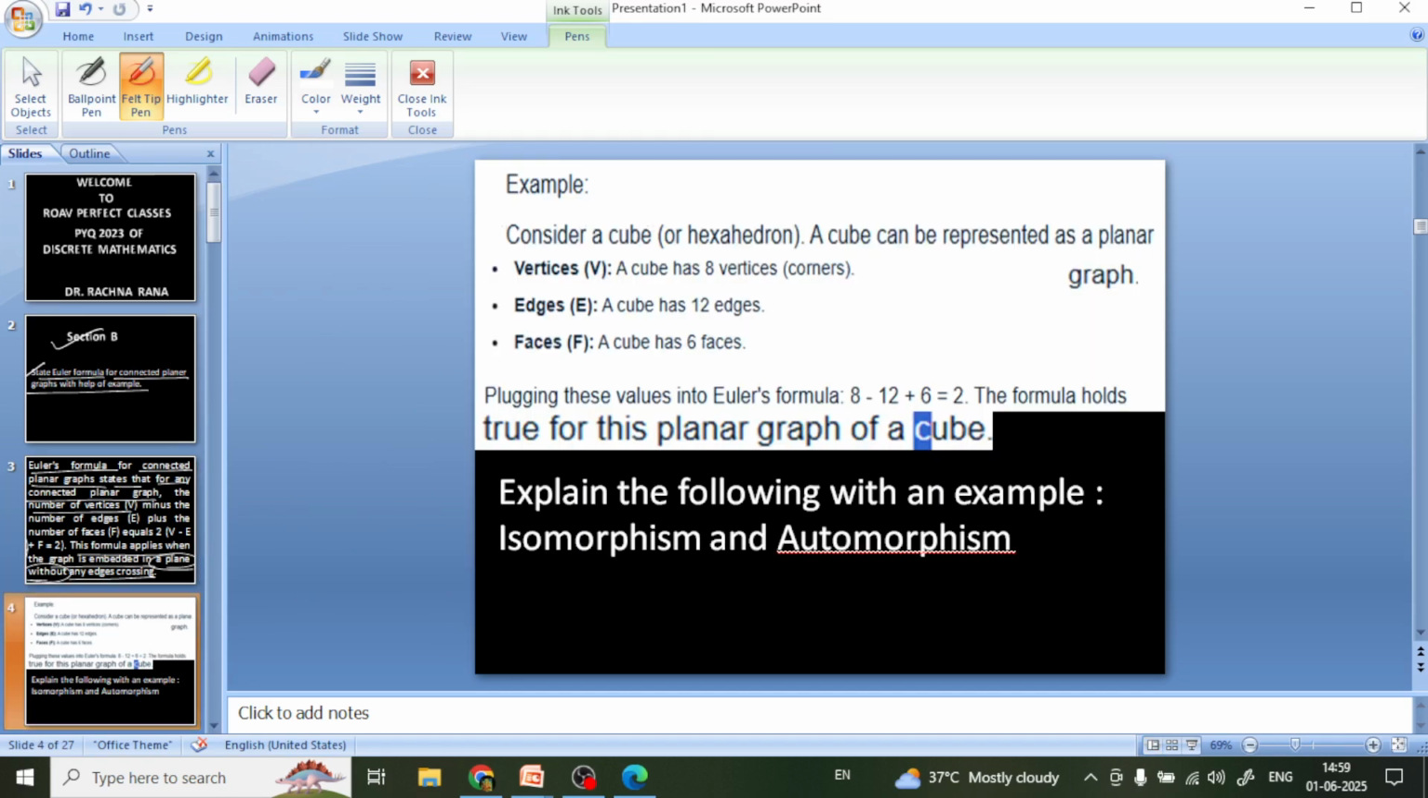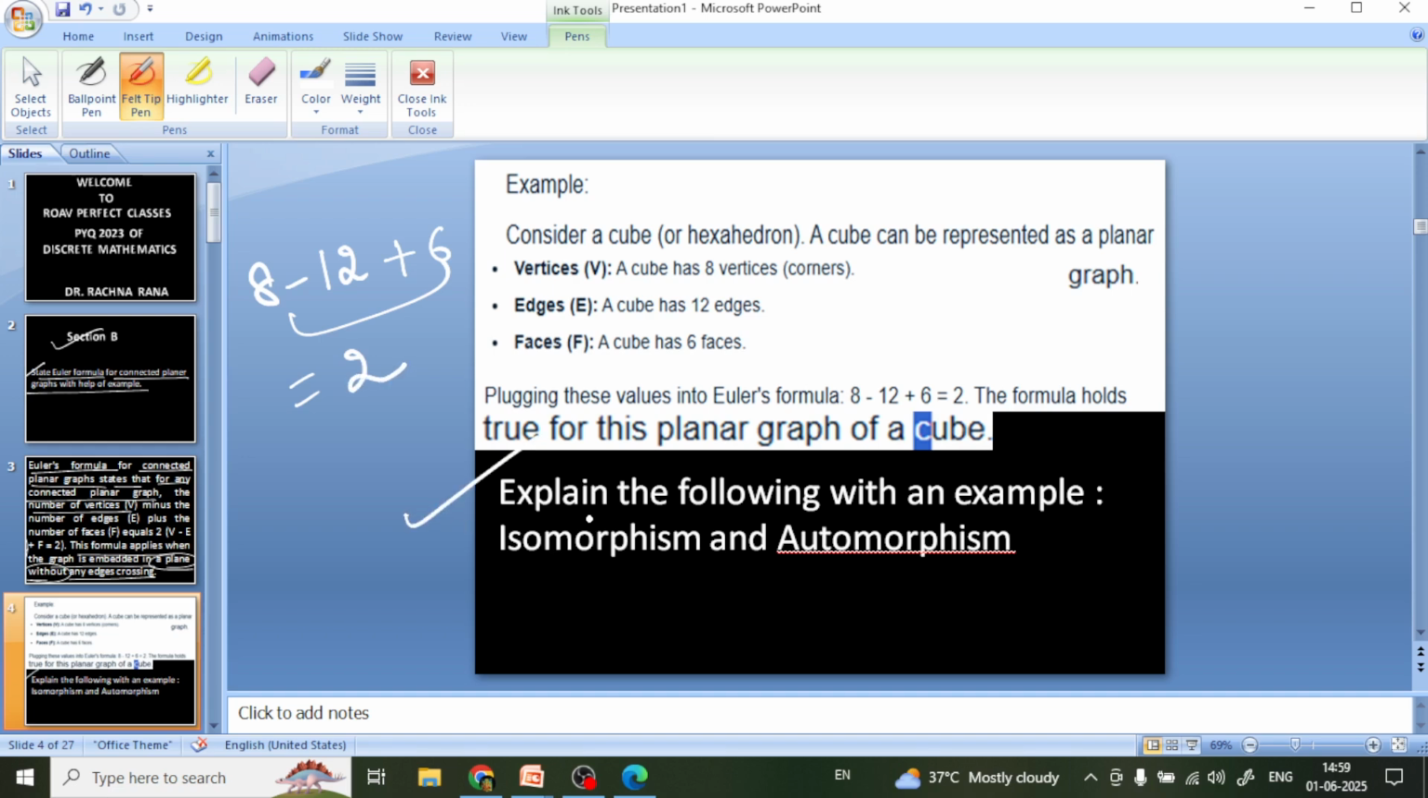You can take another example. You can take a cube. A cube can be represented as a planar graph in which the cube has 8 vertices, 12 edges and 6 faces. 8 plus 6 is 14, and 14 minus 12 is equal to 2. So you can see this is a planar graph.